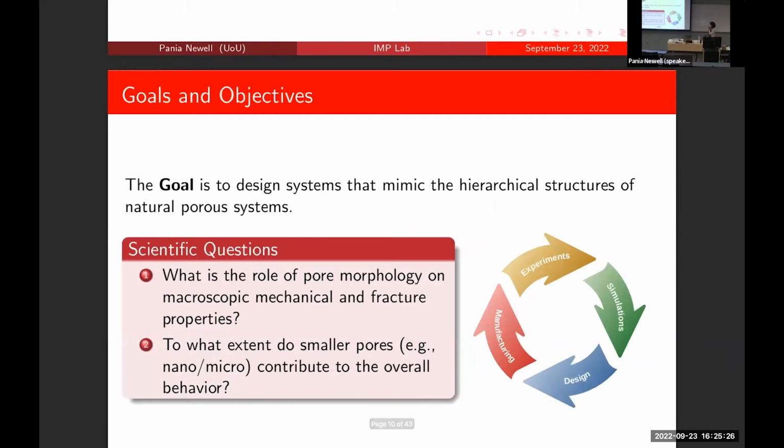So my goal, as part of this talk, is to talk about the importance of these processes, design, manufacturing, experiments, and simulations, and how they go hand in hand. And hopefully by the end of the talk, I can answer these two science questions. What's the role of pore morphology in macroscopic mechanical and fracture properties? And to what extent do smaller pores, those micro and nano pores, contribute to the overall behavior? If we can answer those, we might be able to connect some part of this loop.